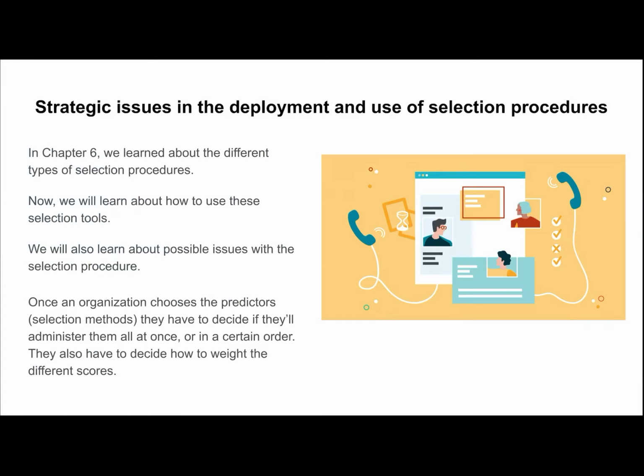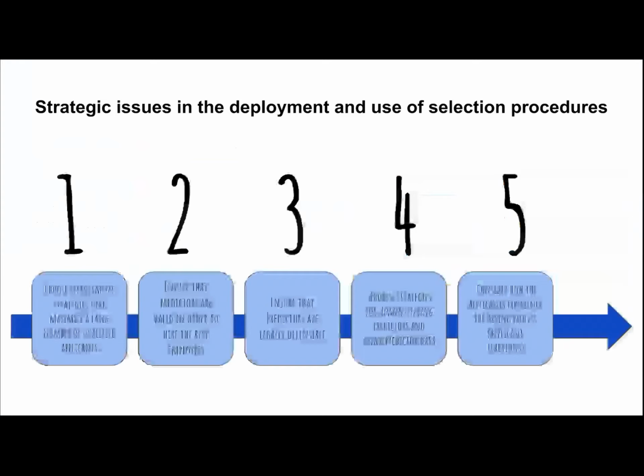Should they administer them all at once or in a certain order? Should some scores be worth more than other scores? All the while, they need to make sure that everything they're doing is legal and will be defensible in court. So there's 5 main issues. They're not really steps, but they're issues in the process of choosing your selection procedures and deploying your selection procedures as an organization. The first is recruitment.